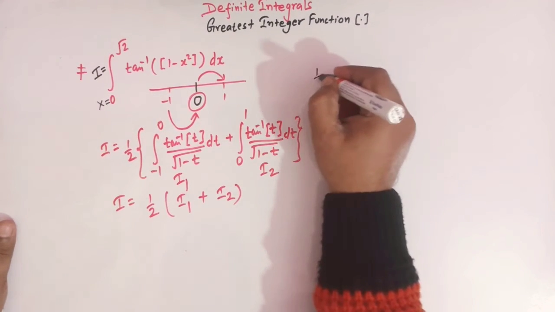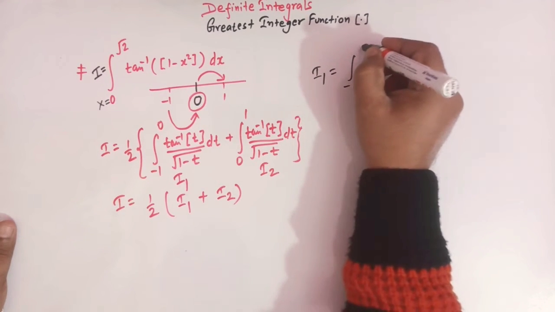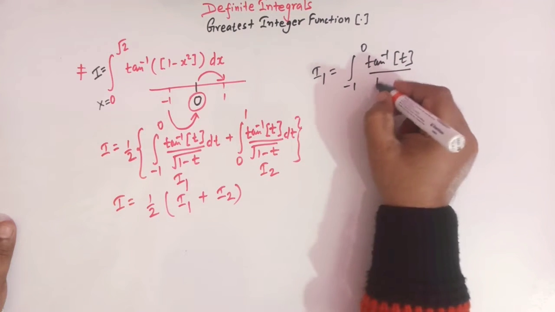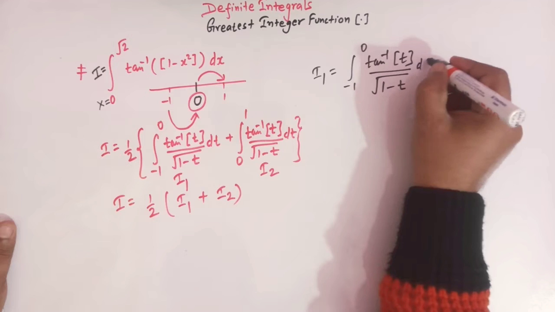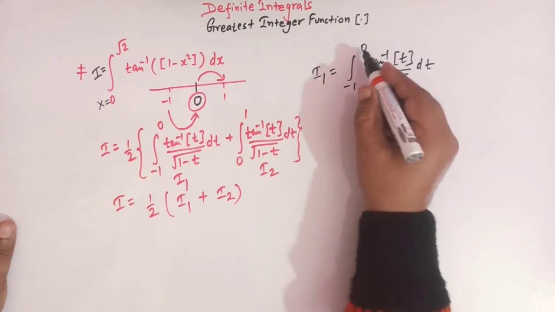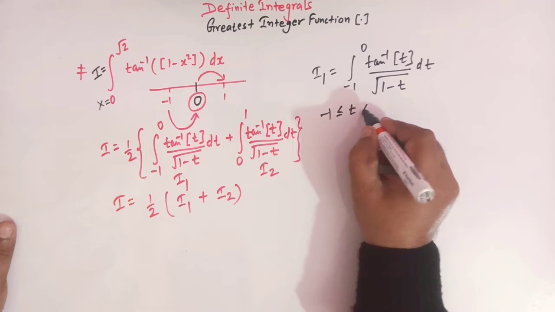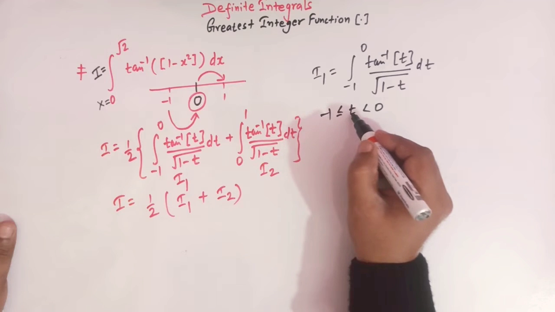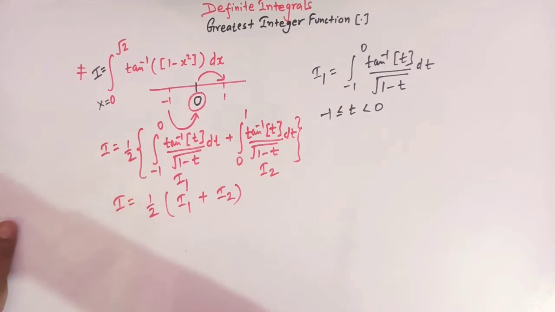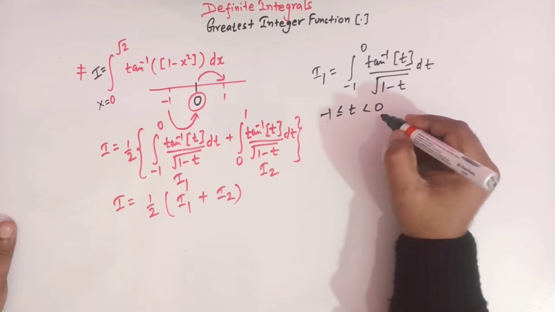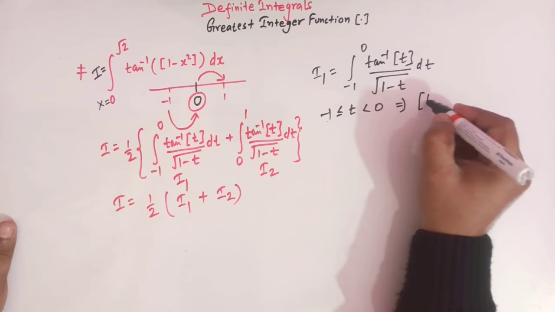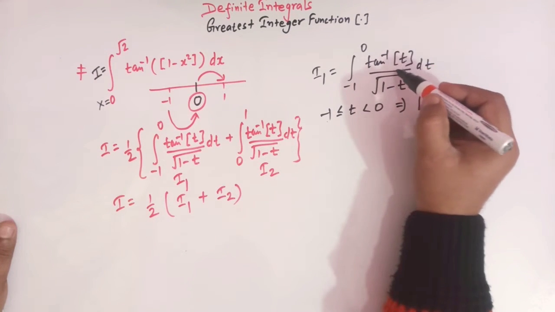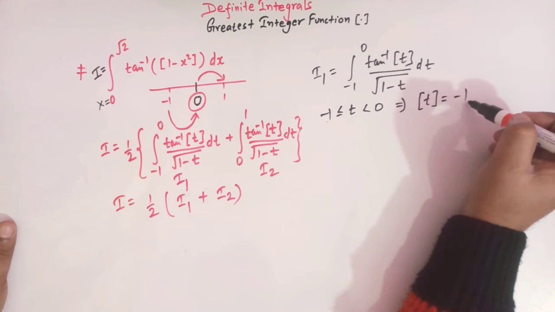Now see, I1 is the integral from -1 to 0 of tan inverse of greatest integer of t divided by square root of 1 minus t dt, and see here t varies from -1 to 0, right? So the limits of integration are from -1 to 0. So t lies between -1 and 0, and whenever t lies between -1 and 0, then the greatest integer of t is equal to -1, right? So here for greatest integer of t, we can write -1.